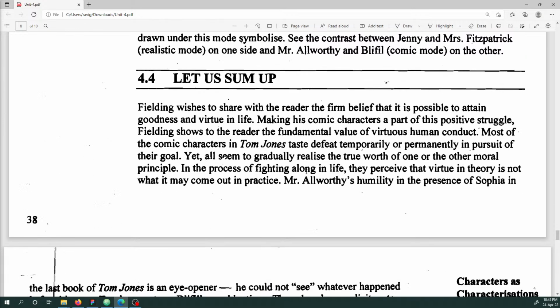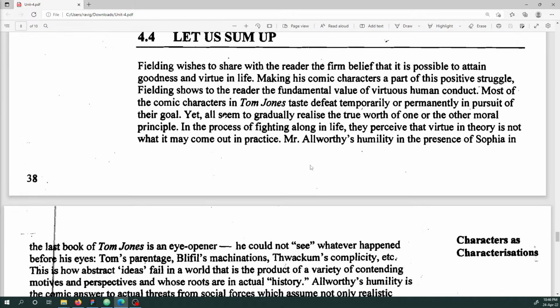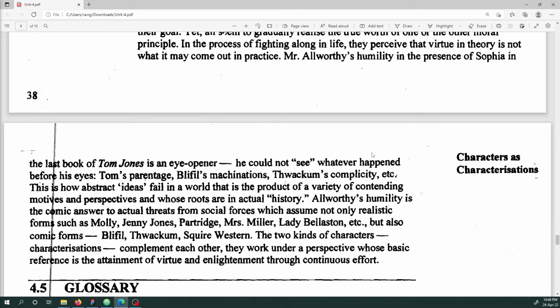In the process of fighting along in life, they perceive that virtue in theory is not what it may come out to be in practice. Mr. Allworthy's humility in the presence of Sophia in the last book of Tom Jones is an eye opener. He could not see whatever happened before his eyes: Tom's parentage, Blifil's machinations.